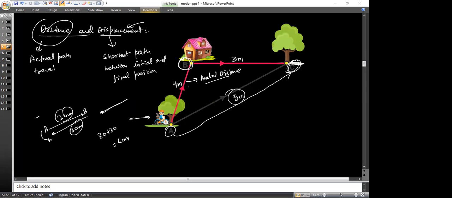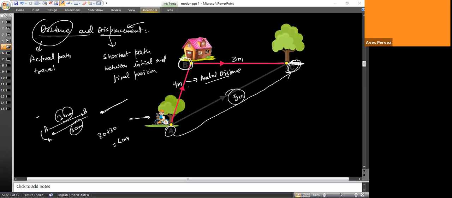So do you have any doubt regarding this topic that I have taught you? This one is displacement and distance. I'm going to write the definitions of these two topics. Okay, so do you have any doubt regarding this? Let's take another example.